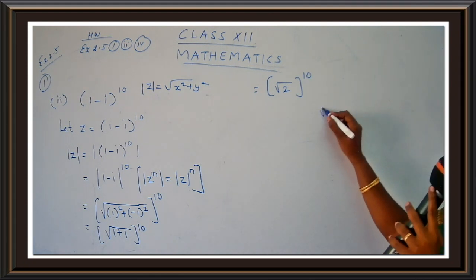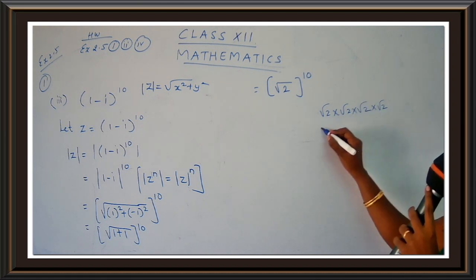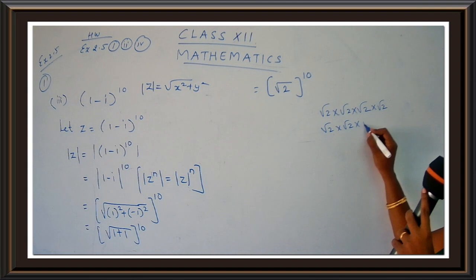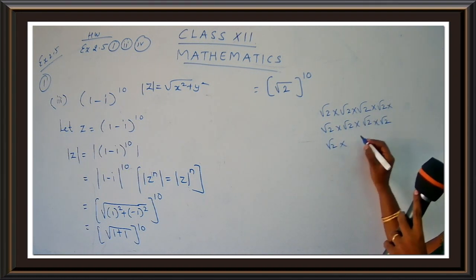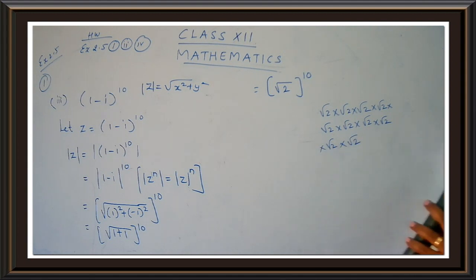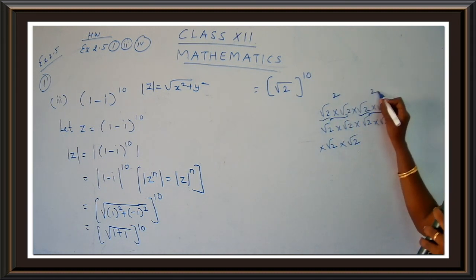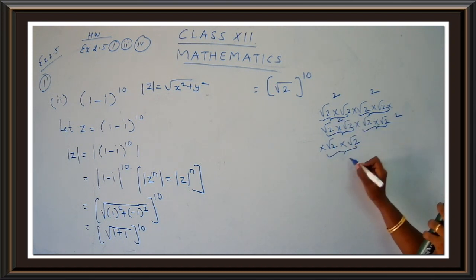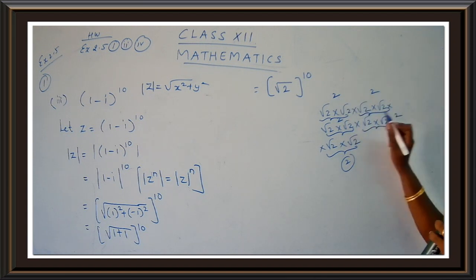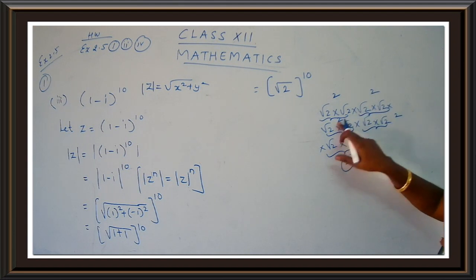3, 4, 5, 6, 7, 8, 9, 10. So you know that root 2 into root 2 gives you 2. What is the value for root 2 into root 2? 2. Root 2 into root 2, 2. This is 2. This is 2. This is 2. So total how many 2's do you have? 1, 2, 3, 4, 5. So 2 into 2, 4. 4 2's are 8. 8 2's are 16. 16 2's are 32. So the answer is 32.